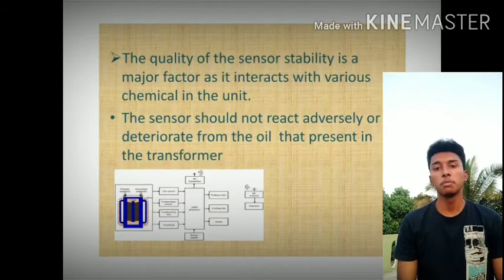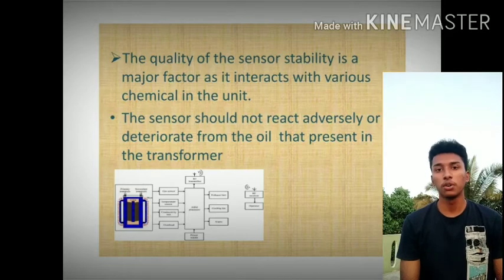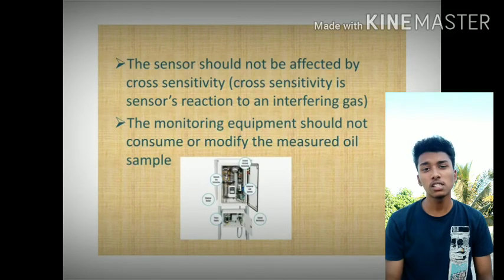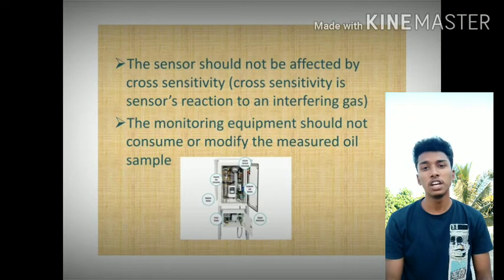Sensor stability is a major factor as it interacts with various chemicals present in the unit. The sensor should not be adversely affected or deteriorate from the oil present in the transformer. The sensor should not be affected by cross sensitivity. Cross sensitivity means the sensor's reaction to interfering gases. It should sense only the targeted gases.